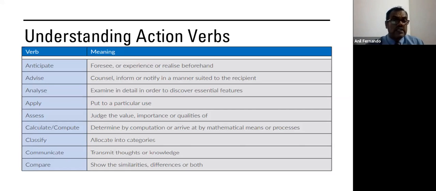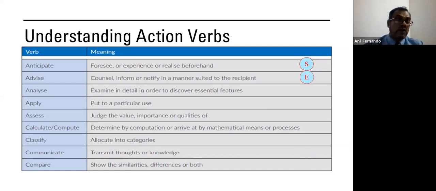Anticipate. That is to foresee, experience, or realize beforehand. So therefore, it should be the higher order level. It is actually the synthesizing level: foreseeing, forecasting. So you realize by yourself, with the given facts and information, beforehand, before it happens. Therefore, it is higher order level, synthesis level.